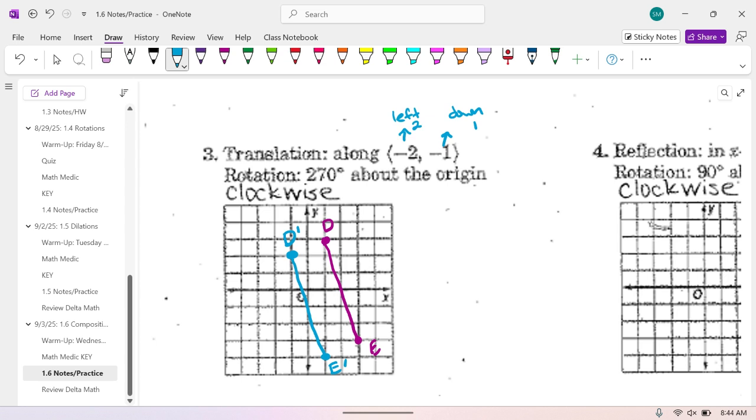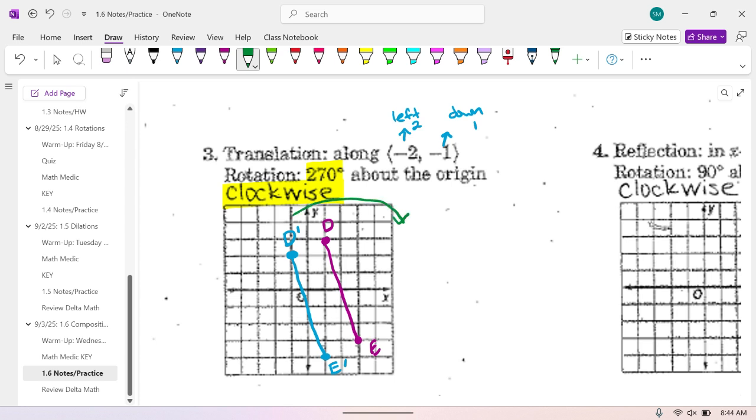Now, the next part that I'm going to do is that they want me to go 270 degrees clockwise. All right. So that means I'm going how many quadrants if I'm going 270? We're moving 3 quadrants clockwise. So I'm going this way.